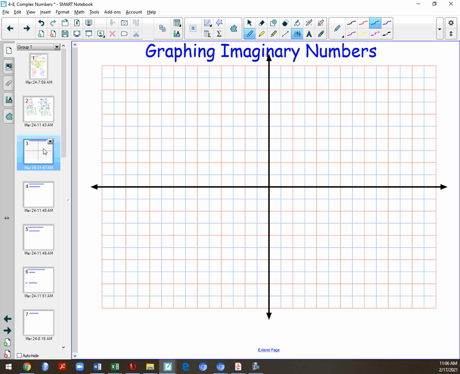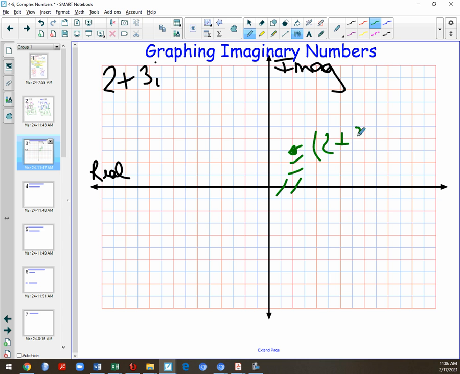Okay? So how do I graph them? So let's say I wanted to graph the point 2 plus 3i. Well, what your brain needs to understand is that the x-axis becomes the real axis, and then the y-axis becomes your imaginary axis. So from here, all you're going to do is go to the right 2 units on your real axis, then you're going to go up 1, 2, 3 units on your imaginary, and here's the point 2 plus 3i.